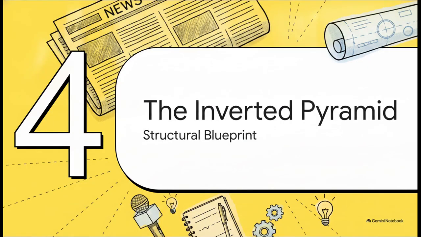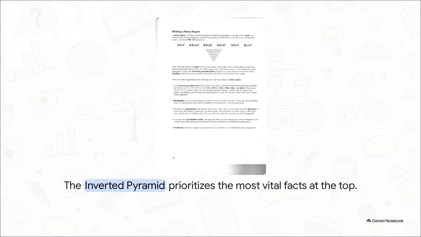Let's look at Section 4, the inverted pyramid model. This right here is the industry-standard structural blueprint for a news report, the inverted pyramid. Notice how it's totally upside down? The heaviest, most vital facts sit right there at the top, which is the complete opposite of a traditional essay where you kind of build up and save the big conclusion for the very end.